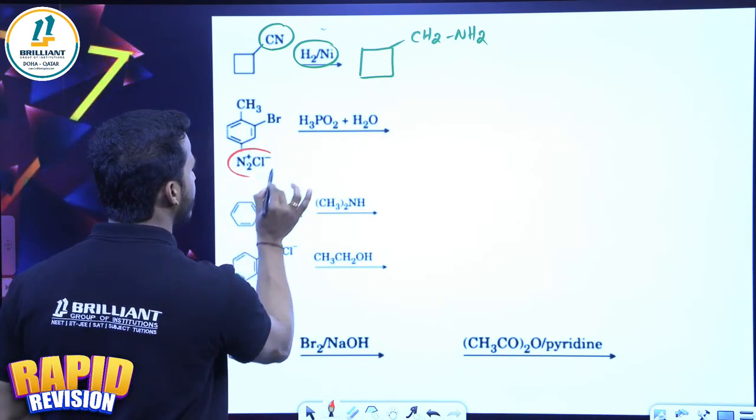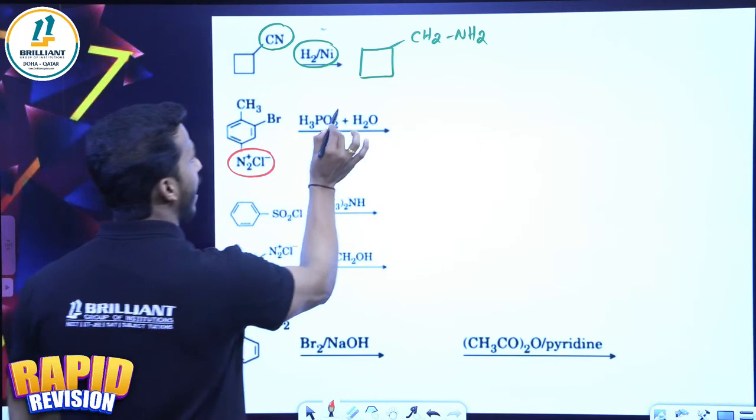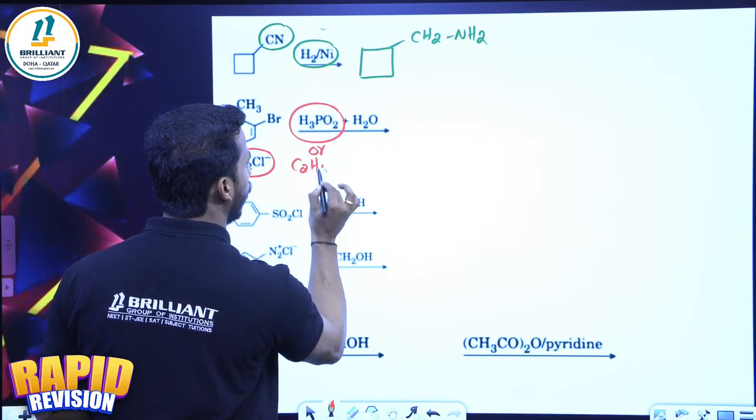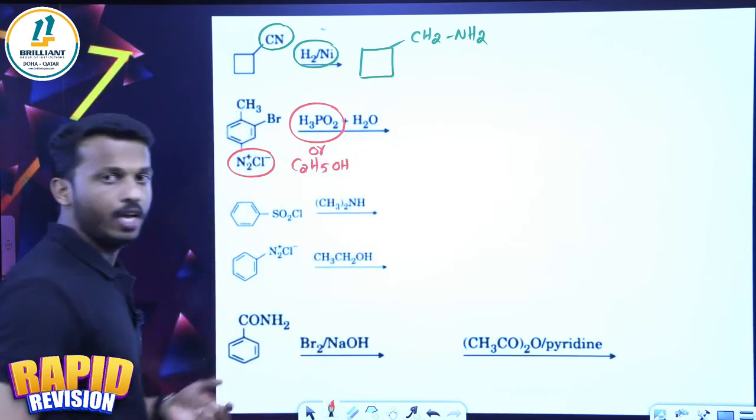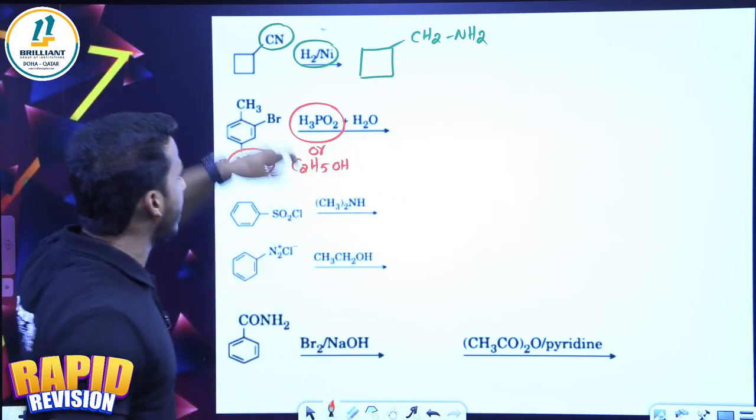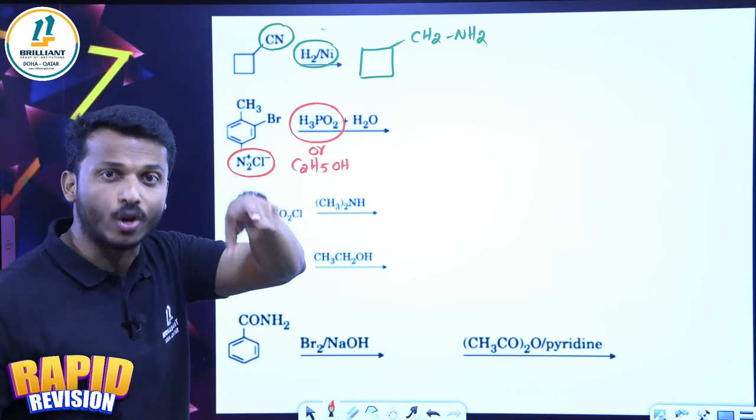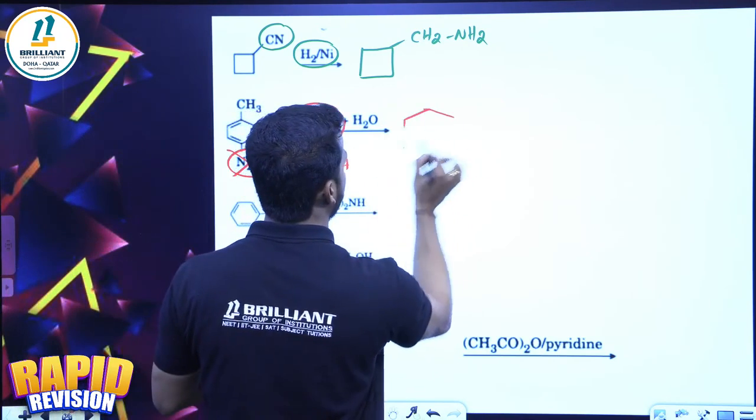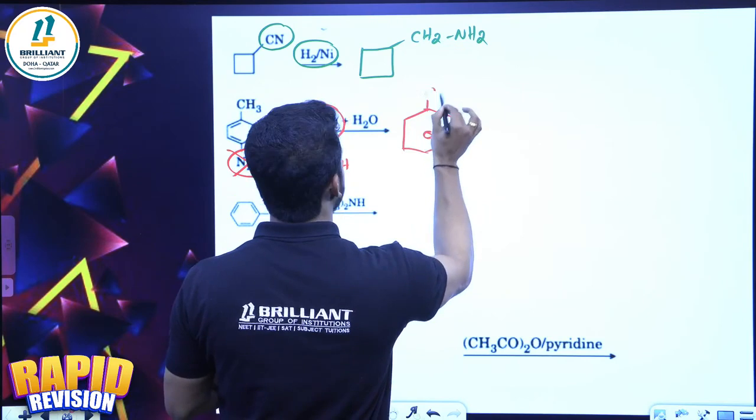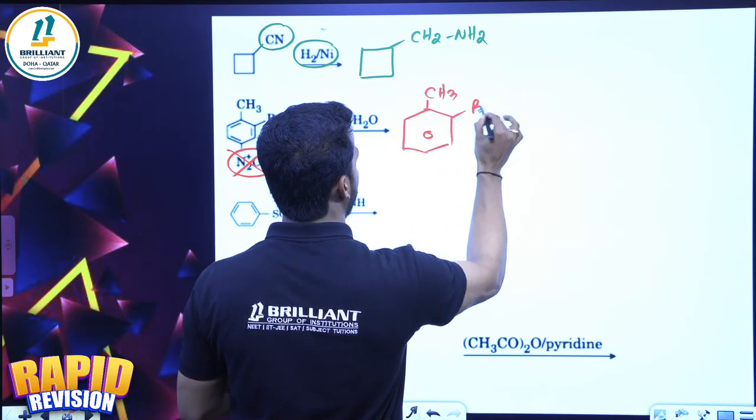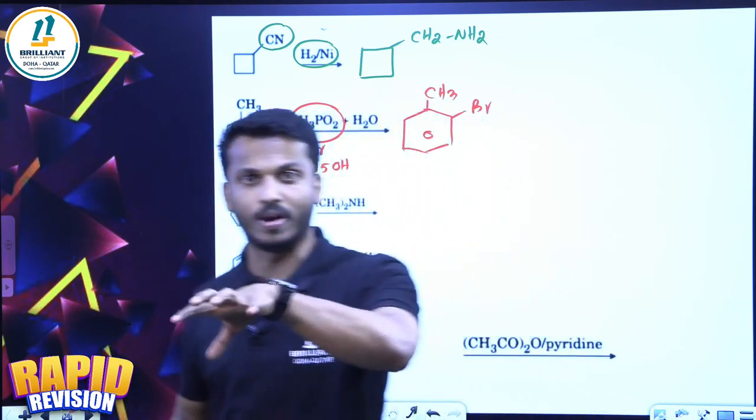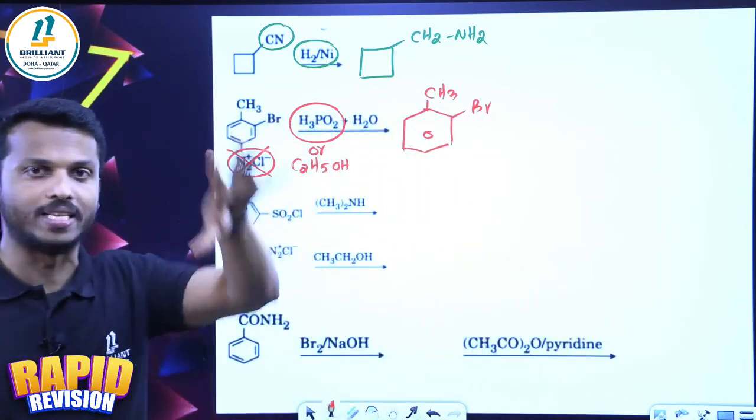You can see there is a diazonium part with H3PO2, or if we are using ethanol also, please remember. If you are using diazonium salt with H3PO2 or ethanol, what happened? The diazonium part becomes benzene. So benzene with CH3 and then Br. So what is the purpose of H3PO2 and ethanol, dear all? It is to convert diazonium salt into benzene.